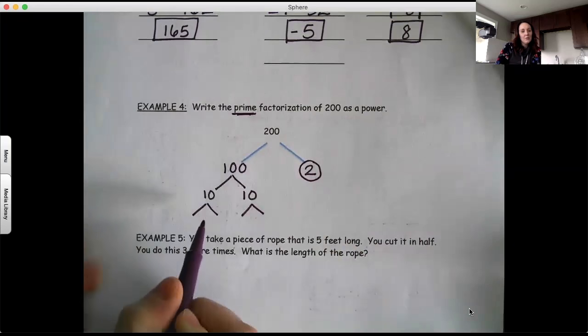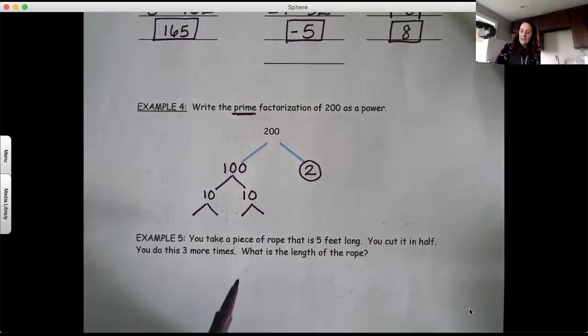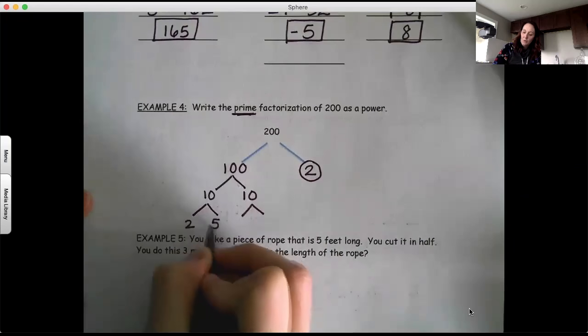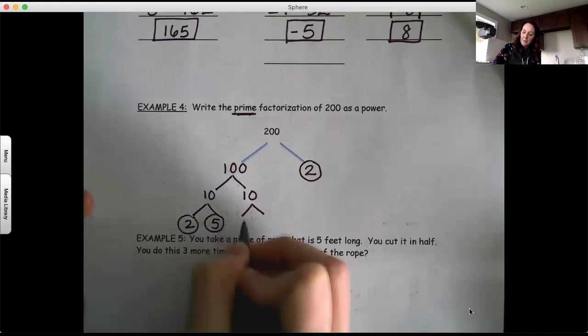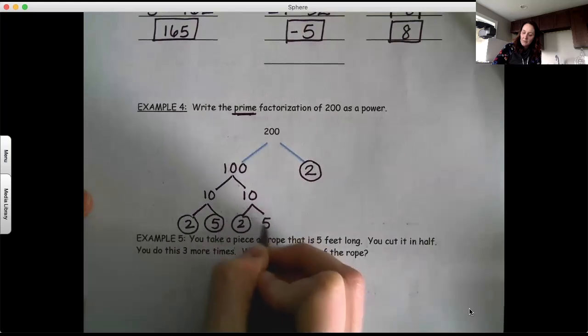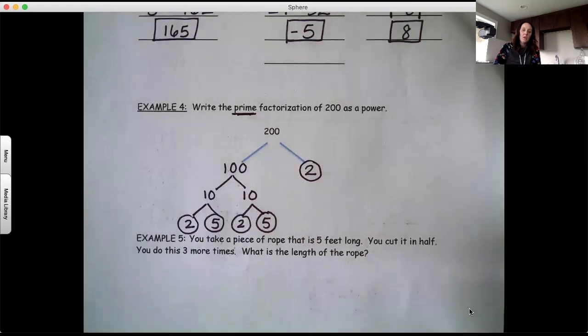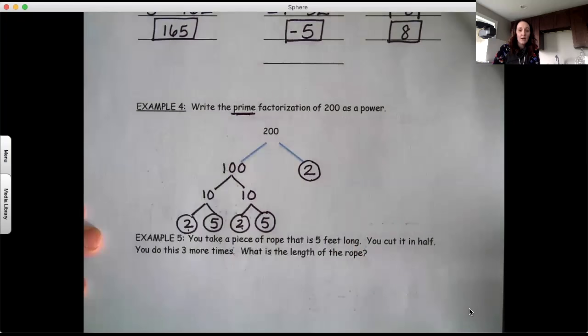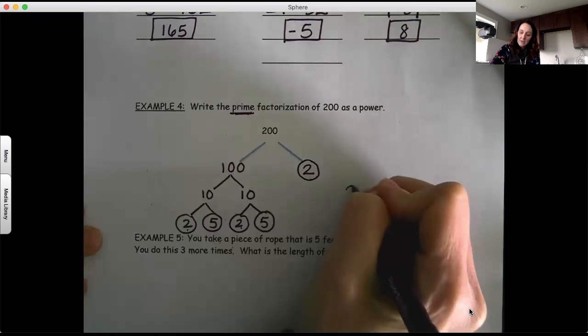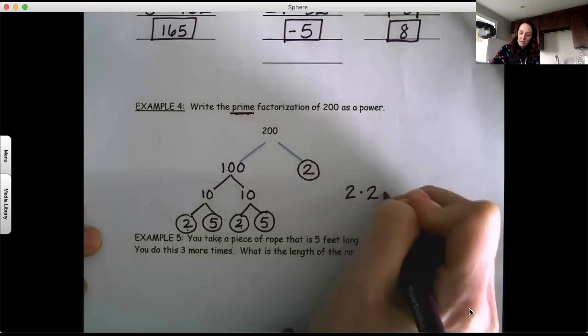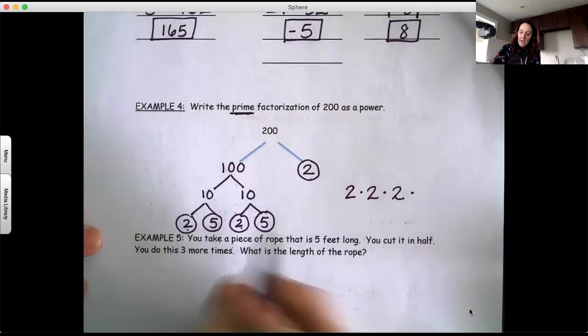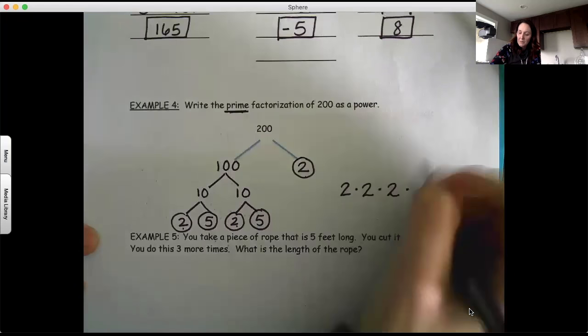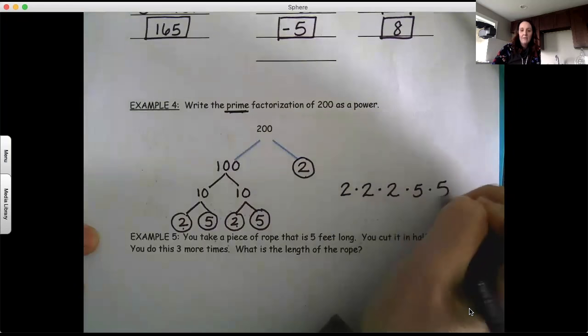The only two numbers that can multiply together to get you 10 is 2 and 5, which are both prime numbers. So I'm going to circle all of those. So in order to write the prime factorization of 200 as a power, you're going to look and say, okay, I have 3 2's right here. So I'm going to write that as 2 times 2 times 2. And I have 2 5's, which I'm going to multiply as 5 times 5.